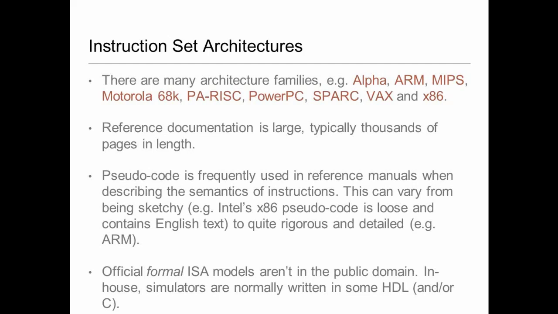So ARM's is actually relatively good. It's actually quite detailed. You can almost directly translate that into some sort of programming language. Whereas if you take the x86 Intel documentation, this is very loose and it's got a lot of English text in there as well. In terms of official formal semantics for these things, they're not available, and certainly not in the public domain. So in-house, they might be written in some sort of hardware description language or something like that, or various ad hoc things might be done instead.